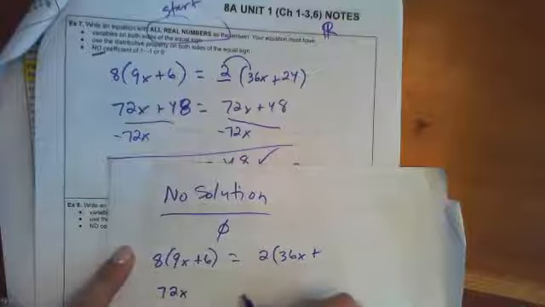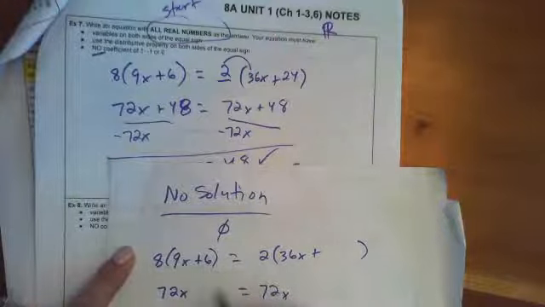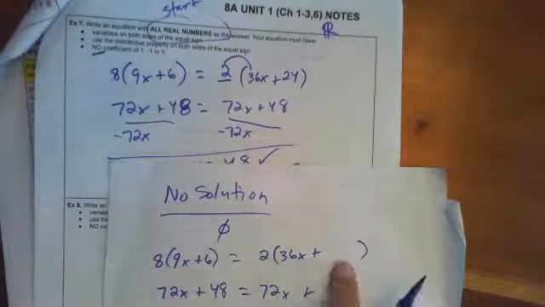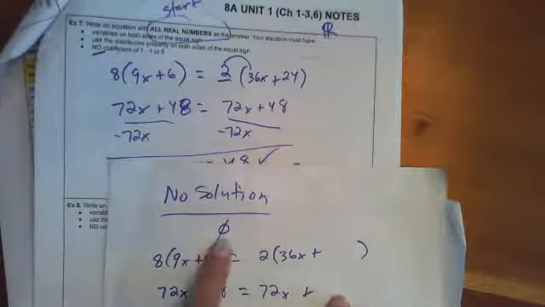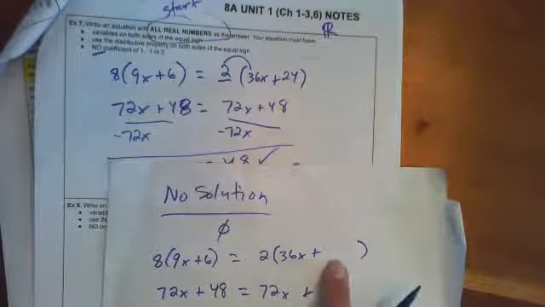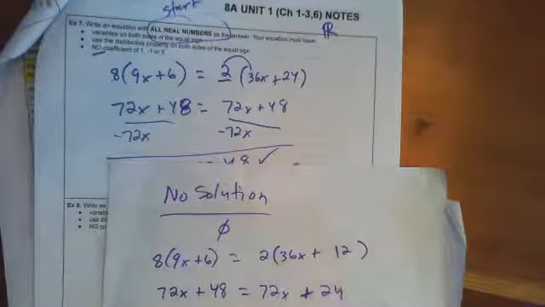We've got 72x, we've got 72x. 8 times 6 is 48, okay? The only number I don't want here is 24, because I don't want this to be 48. I want there to be no solution. So you guys can pick any darn number you want. Let's just pick 12, okay? That's 24. Watch what happens.